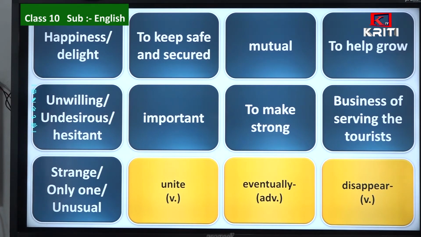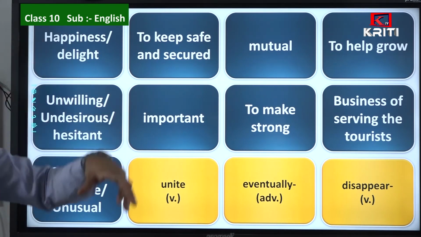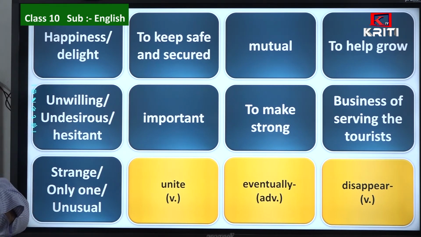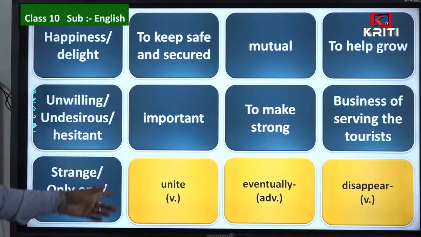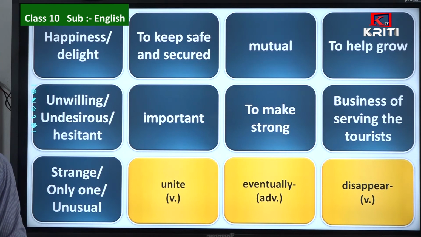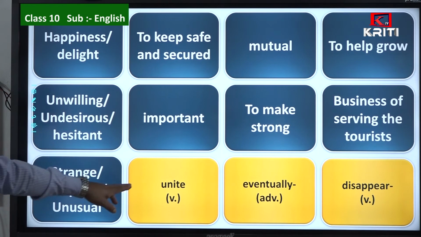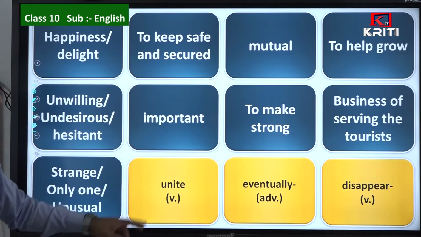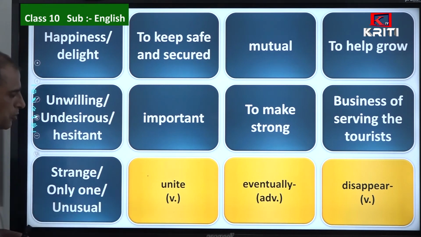Okay, the next word is unite, and this is a verb form. A similar word we discussed previously is integrate. Integrate all persons in a place, and we will grow togetherness and strength. That is unite. From the verb unite we can make the noun form unity. Unite generally has the same meaning, to integrate something.